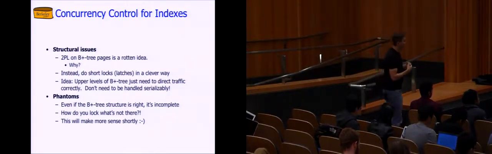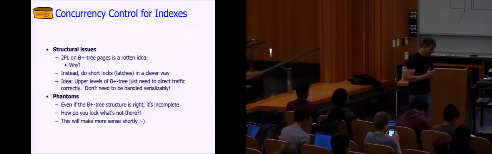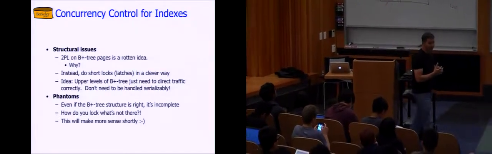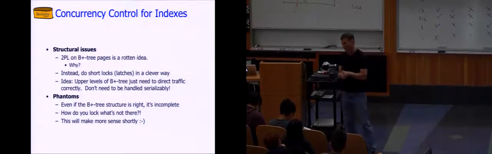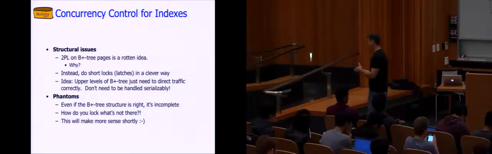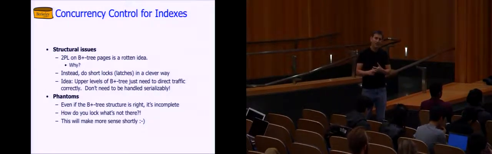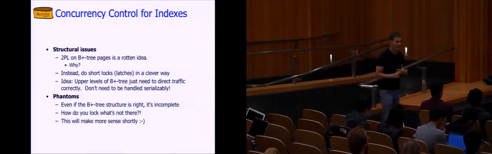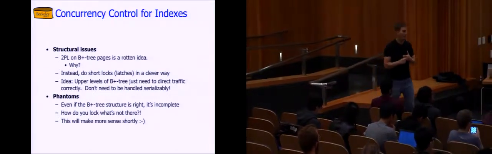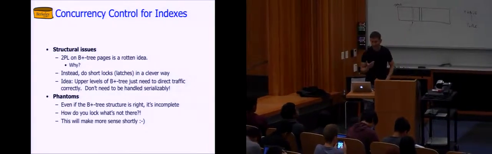The second problem is that even if the B-tree structure is right, it's actually incomplete. The key thing, which is going to sound ridiculous but we'll see in a minute, is that there's no way in the B-tree to lock anything that represents data that isn't there. So how do you lock something that hasn't arrived yet? Why would you want to do such a thing? We'll talk about that in a little bit. But there's basically stuff that can't have structure because it doesn't exist yet, and we want to be able to lock that too. So we'll talk about that in a bit.